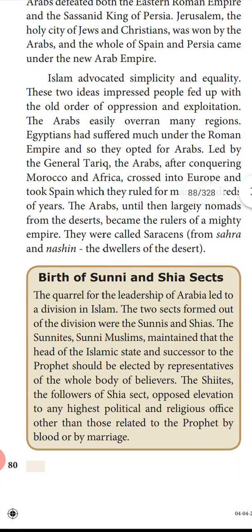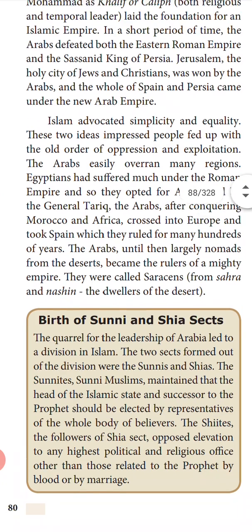Birth of Sunni and Shia sects. Now, there was a division between the Muslim people after the death of Prophet Muhammad. Some people wanted to follow Prophet Muhammad and his followers. And some people wanted to follow the family of Prophet Muhammad's wife. So, the Shia sect and the Sunni sect.